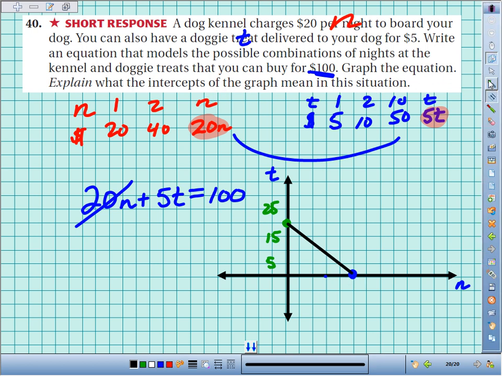Explain what the intercepts mean in this situation. We kind of talked about it. This intercept would be I spend all my money on boarding with no treats. This intercept would be I spend all my money on treats, but I don't let it stay overnight.